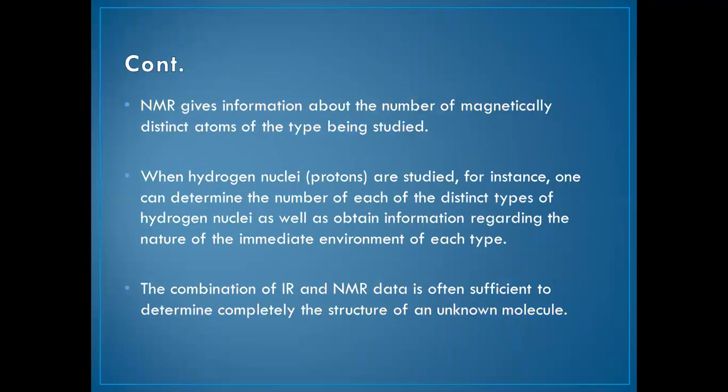NMR gives information about the number of magnetically distinct atoms of the type being studied. When hydrogen nuclei are studied, for instance, one can determine the number of each of the distinct types of hydrogen nuclei as well as obtain information regarding the nature of the immediate environment of each type. The combination of IR and NMR data is often sufficient to determine completely the structure of an unknown molecule.